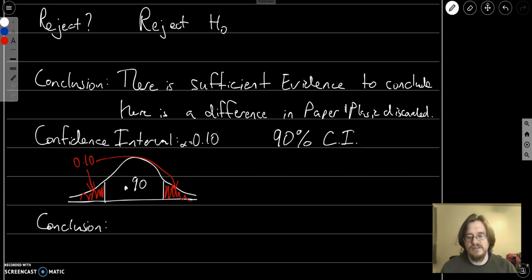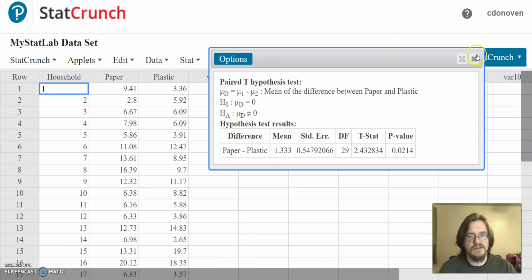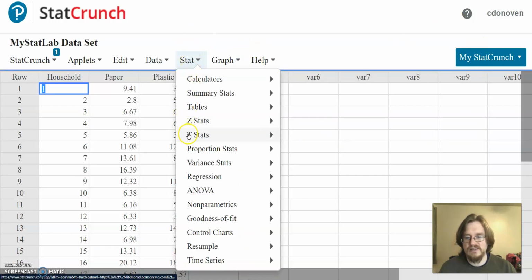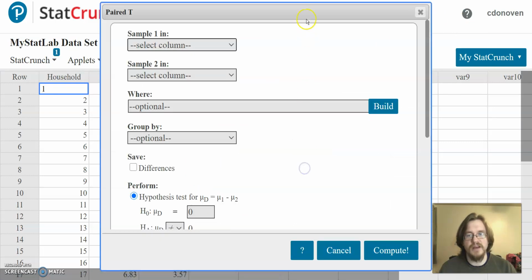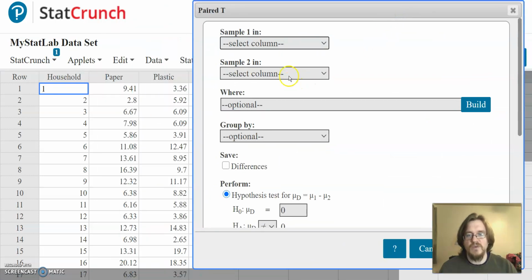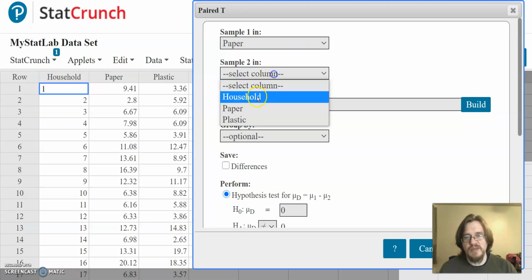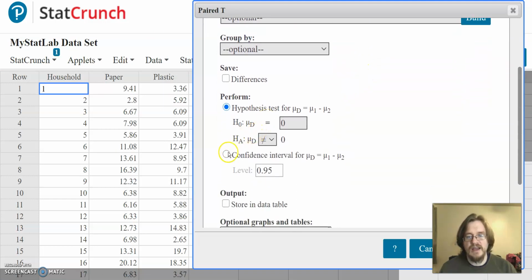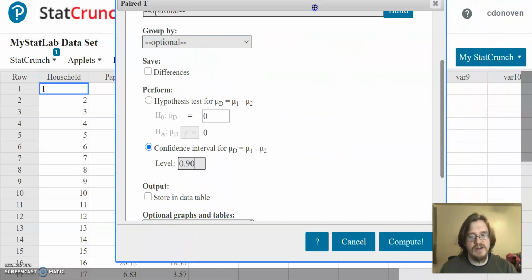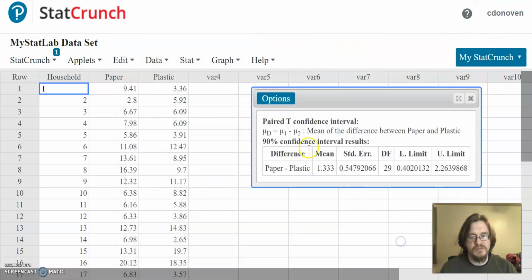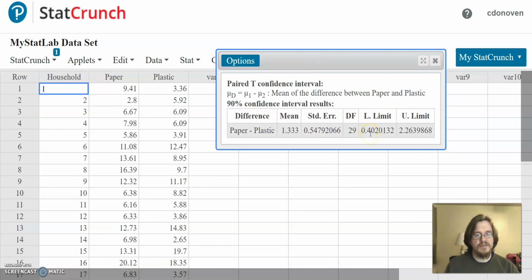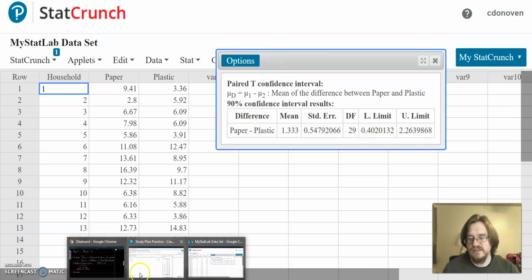So we can come back to StatCrunch. We can come to Statistics, T Stats, and we have some paired data. And then what we can do, we're looking at the difference between paper and plastic, and we want a confidence interval that's 0.90. We want 90% confidence, and we will compute. And we now have the upper limit and the lower limit. Let's round to 2 decimal places, so that's 0.40 and 2.26.